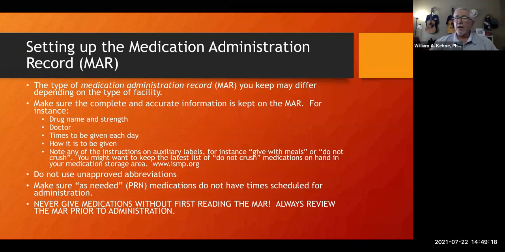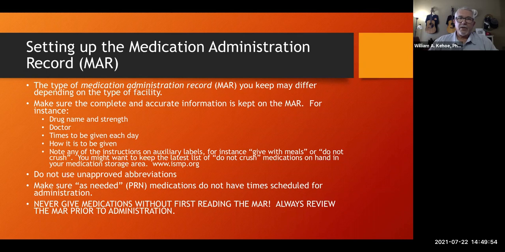Now, we've talked a lot about the MAR, and it's central to your function in helping consumers with medication administration issues. So one thing I would say up front is that the format of the MAR is not dictated by anyone, but the information that is to be recorded in the MAR is dictated. So you can have different forms of MARs, and that's okay as long as they contain information that's required by regulation, okay?